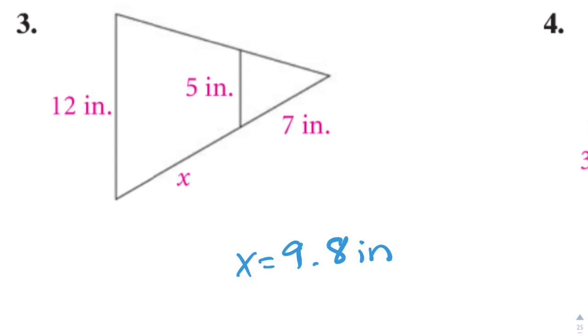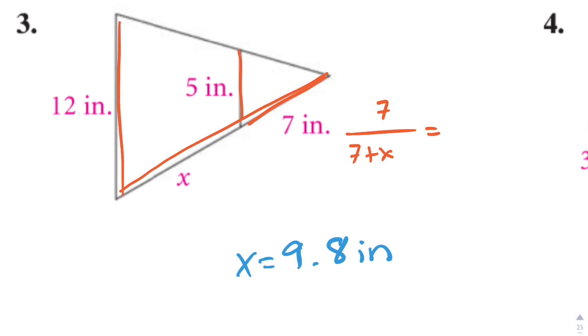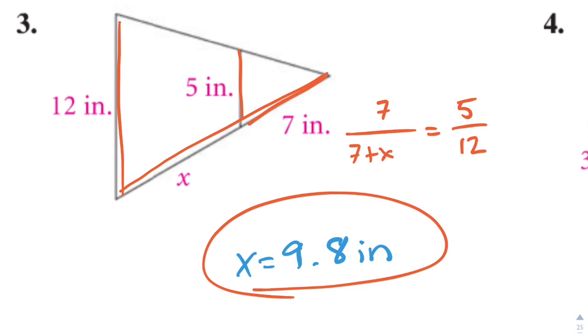So in this case, you would set your proportion up as 7 is to 7 plus x, as 5 is to 12. Again, that is the whole parts of each one of those triangles. Find your cross products and solve, and you'll get x is 9.8.